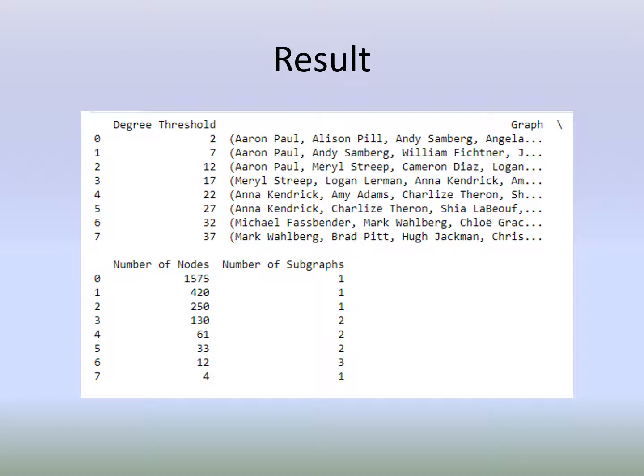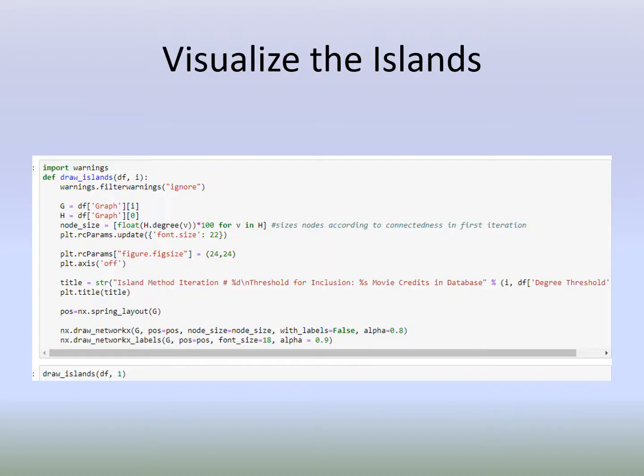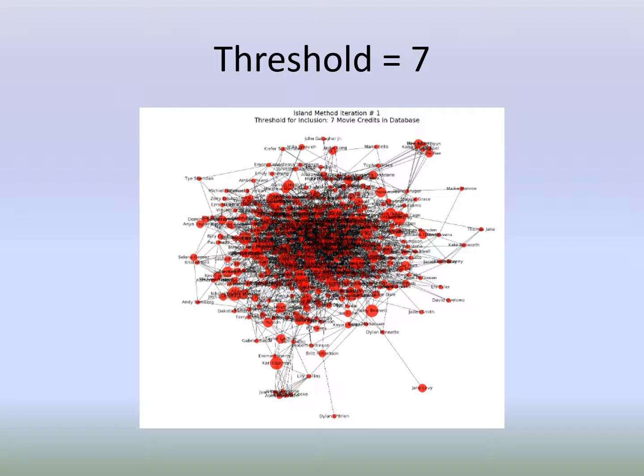Here is just one subgraph, and here the threshold is raised to 7, and then we got 420 nodes. Here is just one subgraph, and here we try to visualize the island in the plot. We can see this, when the threshold is equal to 7, we can see these connections here. It's quite a busy picture.